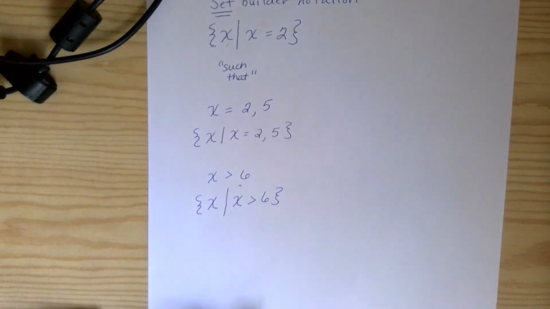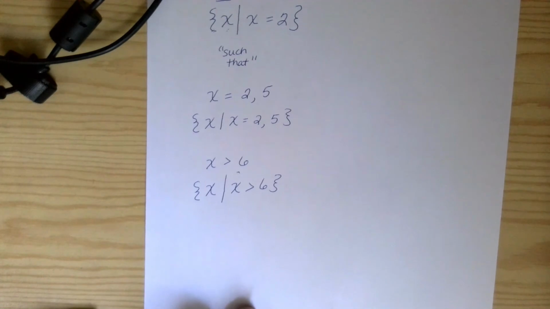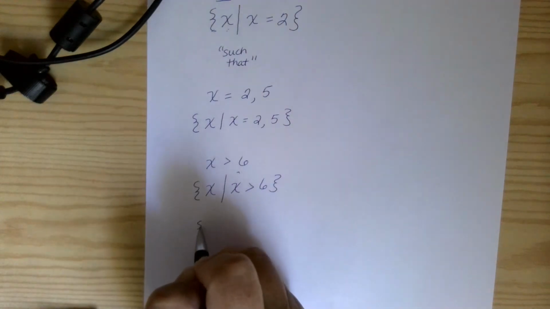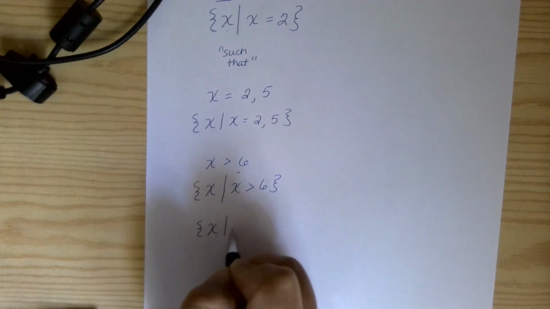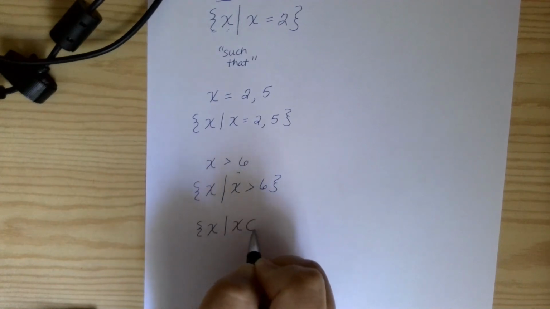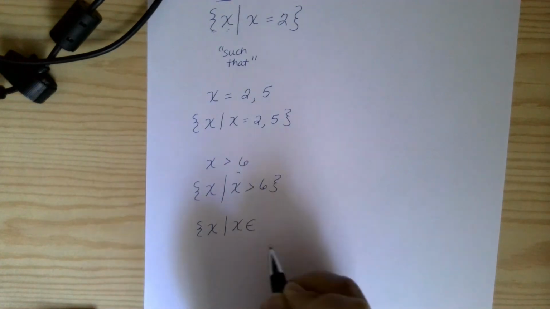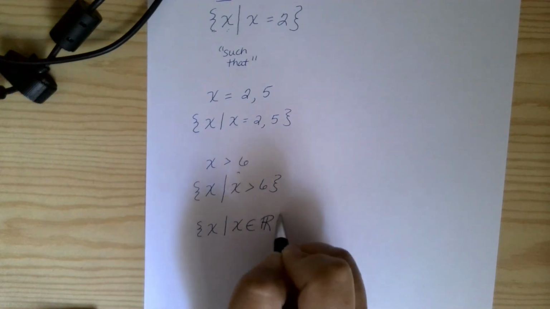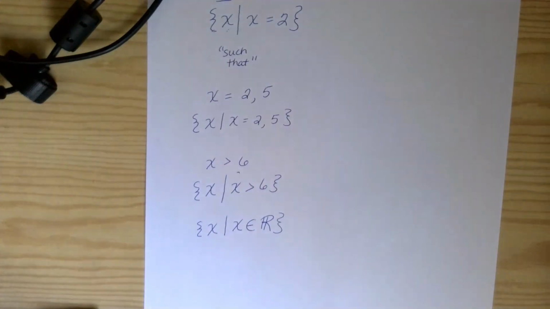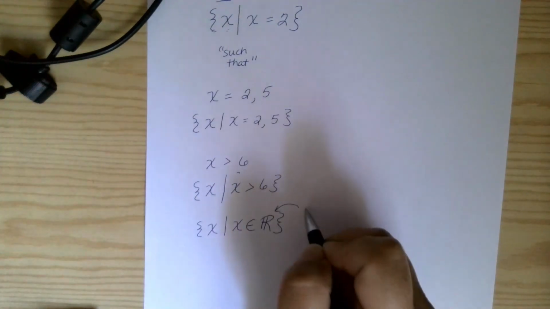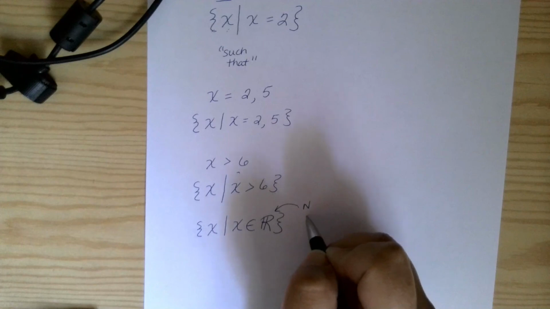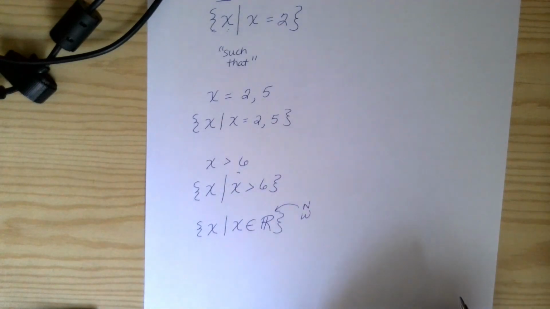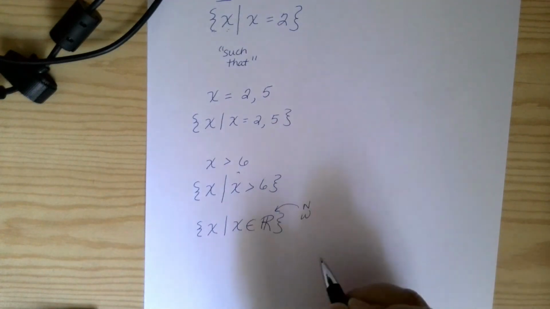As we get into higher levels of math, we can take this even one step further. Maybe every real number is an answer, or every natural number is an answer, or every whole number is an answer. I could write the set of all numbers x such that x is an element of the real number system. Or instead of the real numbers, I could use n for natural numbers, or I could use w for the whole numbers, right? And so on and so on.